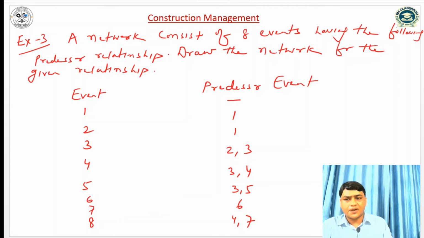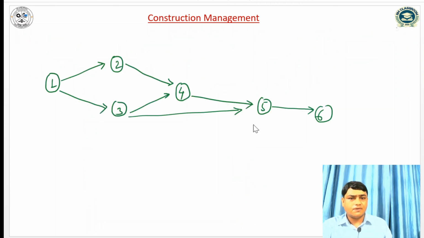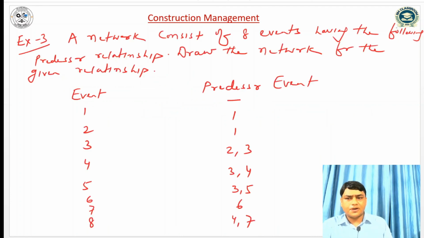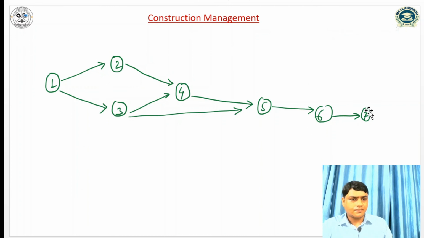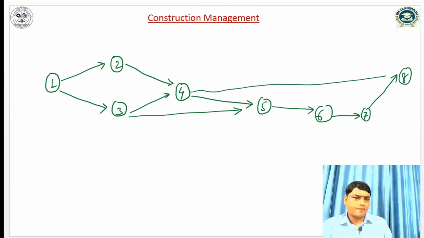Similarly, event 7 has the predecessor event 6. So it is 7. And similarly, event 8 has the predecessor events 4 and 7. So we can make it like this. This is event 4 and 7.